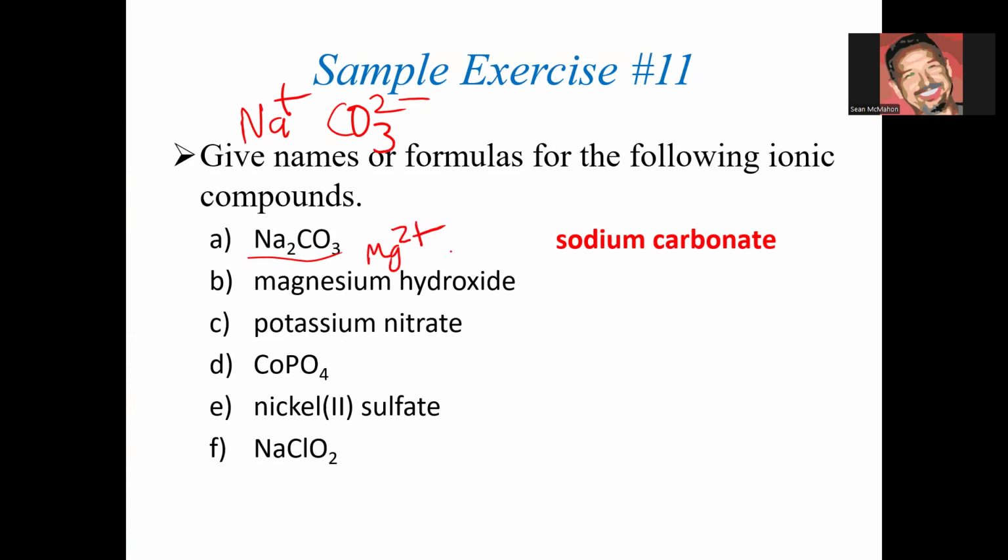Magnesium, 2+. The hydroxide's one you have to memorize. This is a little bit easier than acetate, for example. It's hydrogen and an oxide, crisscross applesauce, Mg(OH)2. Potassium nitrate, potassium.